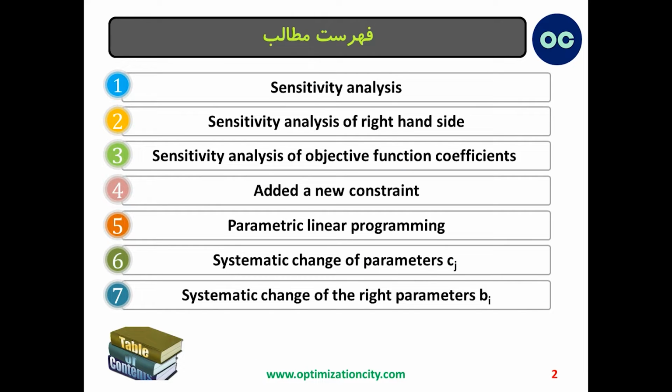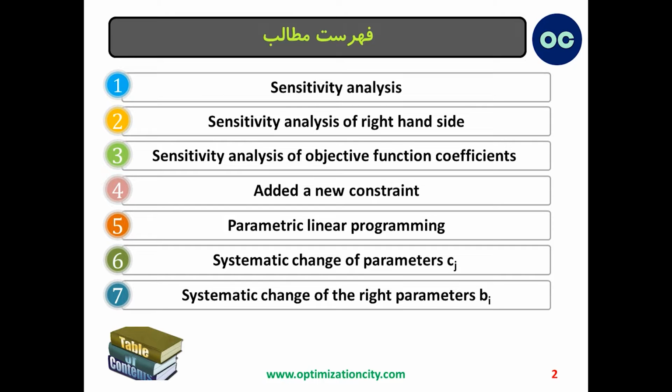In this course, we have three key components: sensitivity analysis in the first three parts, the effect of adding a constraint in the fourth one, and parametric linear programming, which we discuss in parts 5, 6, and 7. First, we will discuss sensitivity analysis, examining how variation in the right-hand side and the objective function coefficient impacts the optimal solution. This knowledge will empower you to make informed decisions in resource allocation scenarios.